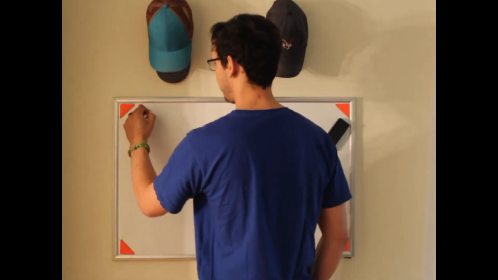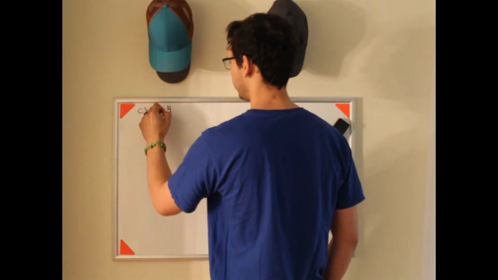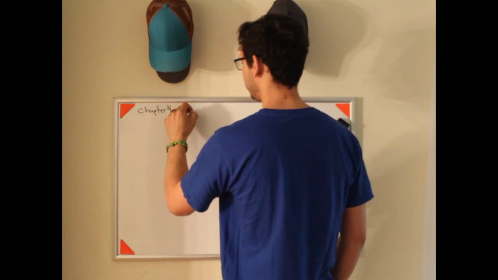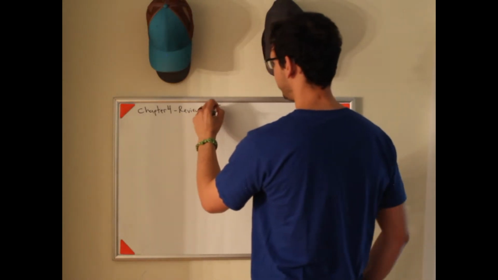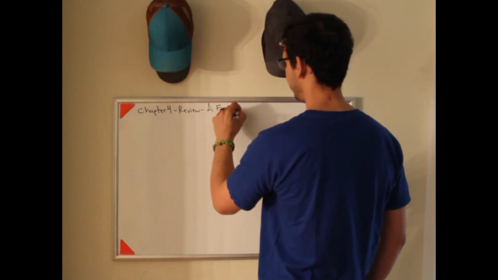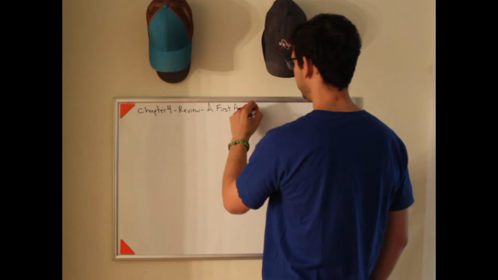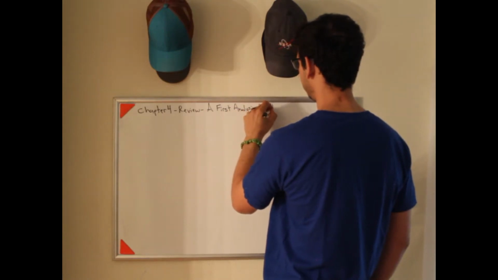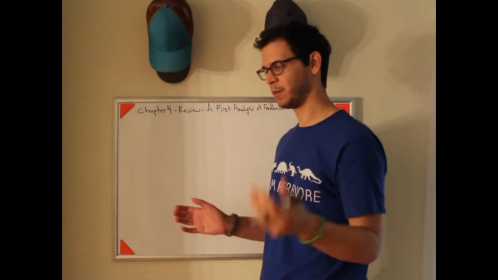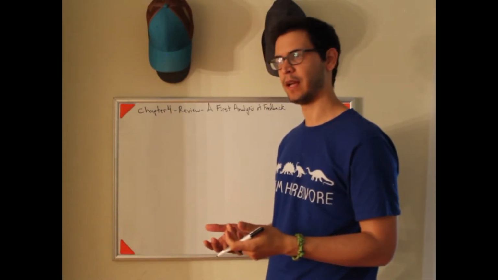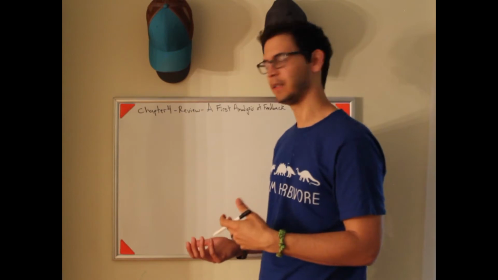Now we're going to do chapter 4 review. And the title of chapter 4 is a first analysis of feedback. Chapter 3 did a lot in terms of block diagram reduction and things like that. But now we're looking at something called steady state error.